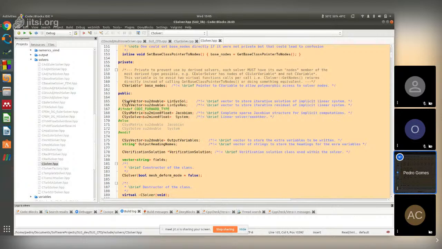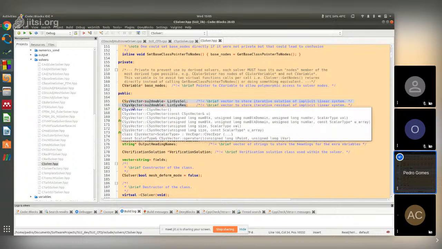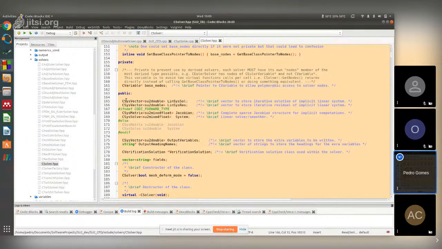So you will probably use also these member variables for your transition solver, right? Yes. Okay. So you don't need to do anything then. If you just use these members, it's all done.